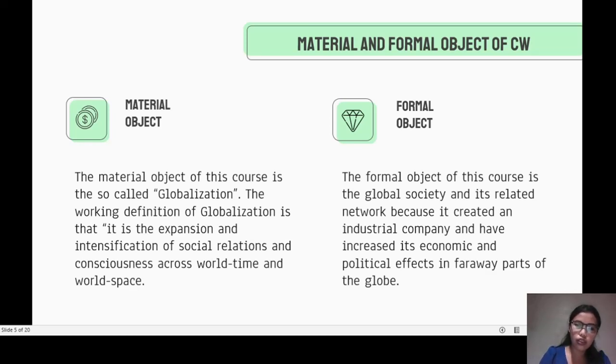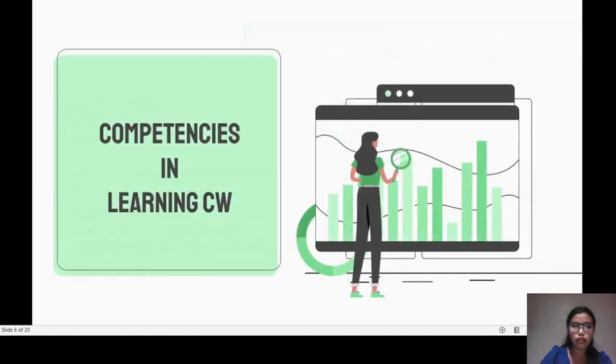our organizations. So what are their functions? How do they function? What are their related effects on how we live as a community or a society? That is the material and formal object of CW.